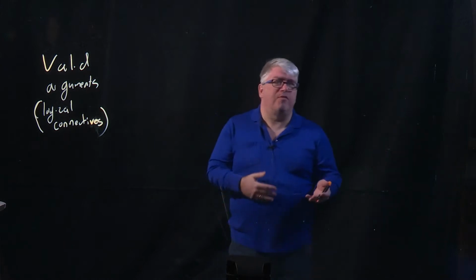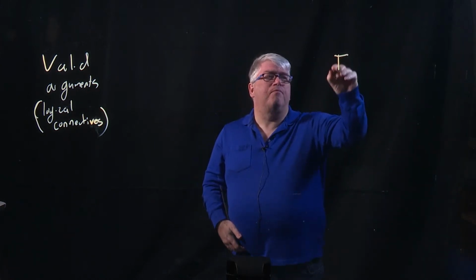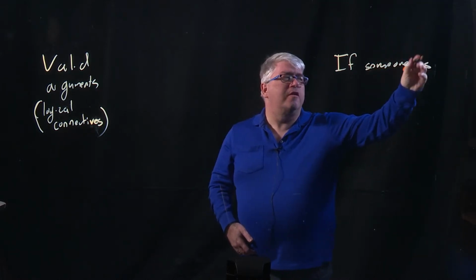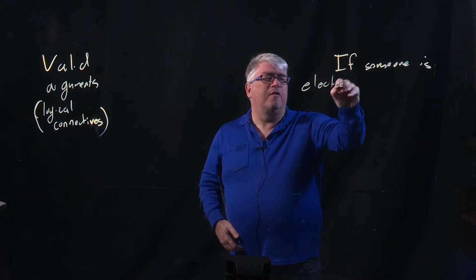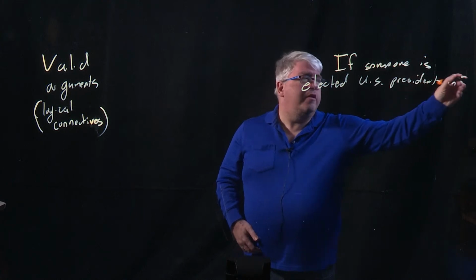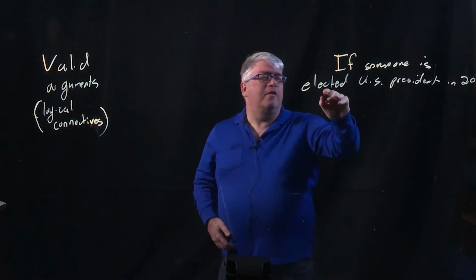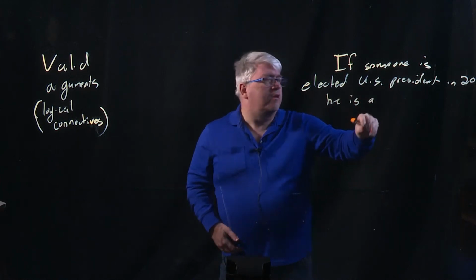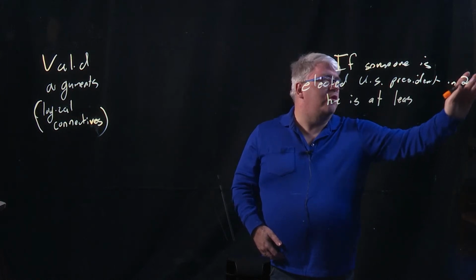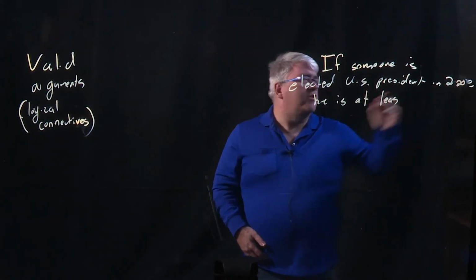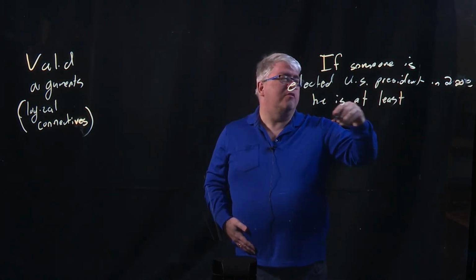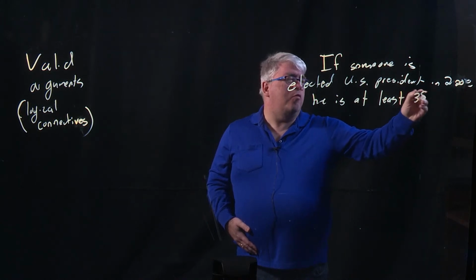So I could say, for instance, if someone is elected U.S. President in 2020, he is at least, or he, she, you know what, let me make this 2200, I meant to do that. Make that 2200 so we have no idea who's running. Okay, so he or she is at least 35 years old.